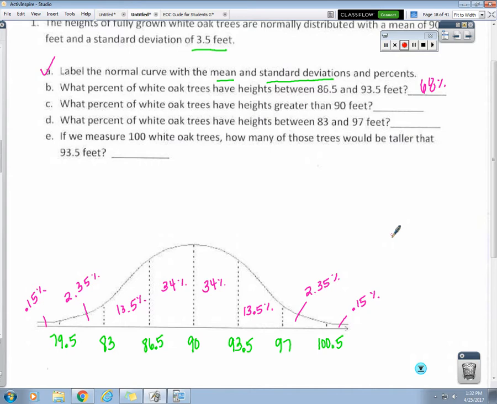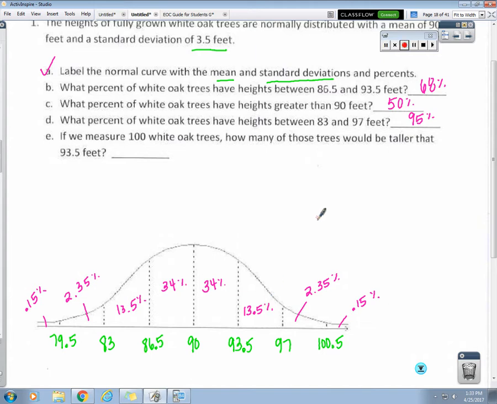What percent of white oak trees have heights greater than 90 feet? Right, because 90 feet is the middle, so the right side would be 50% of the data. What percent of white oak trees have heights between 83 and 97? 95, because wouldn't that be the 4 middle sections? From 83 to 97 would be all 4 of those, and those 4 add up to 95.